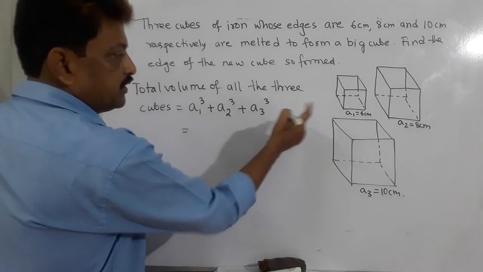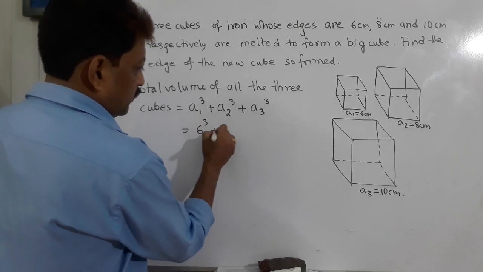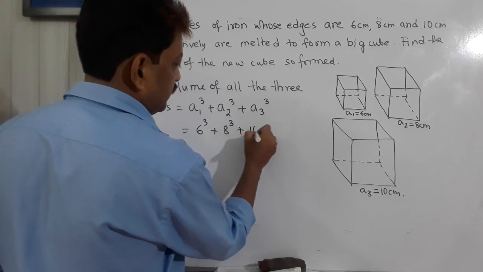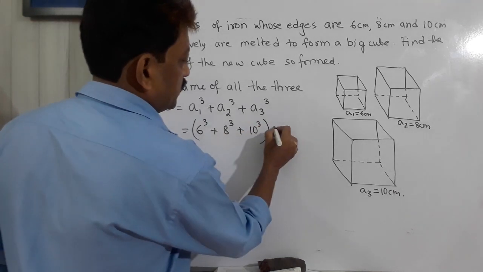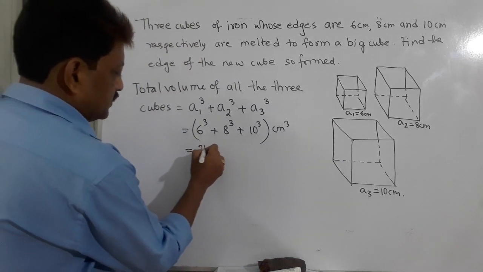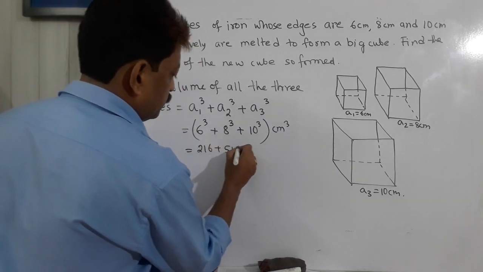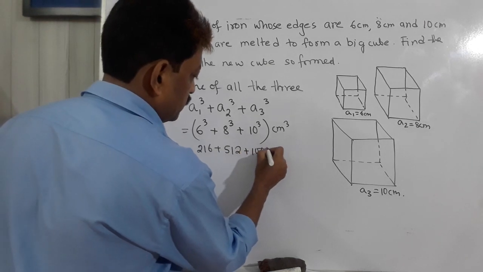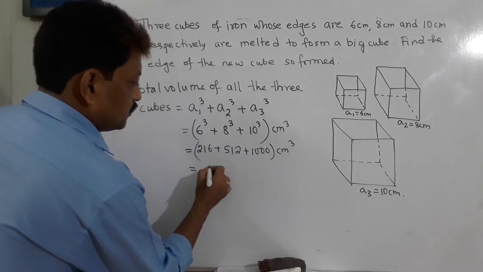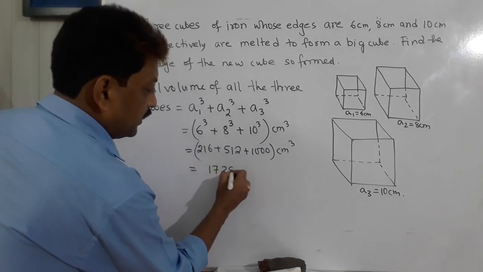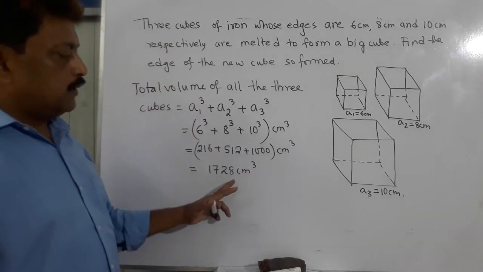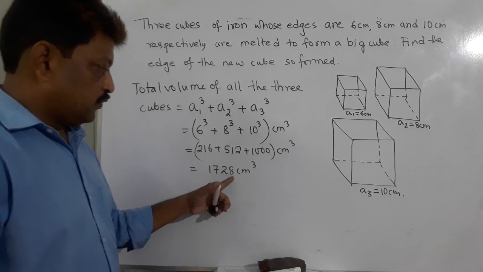So that is why the total volume will be A1 cube plus A2 cube plus A3 cube. Now what is A1? A1 is 6, so it will be 6 cube. This will be 8 cube and A3 is 10, so it will be 10 cube centimeter cube. All the units are in centimeter. So it is 216, it is 512 and this one is 1000 centimeter cube. So it is 1728 centimeter cube. Okay. Therefore, the total volume of all the three cubes is 1728 centimeter cube.